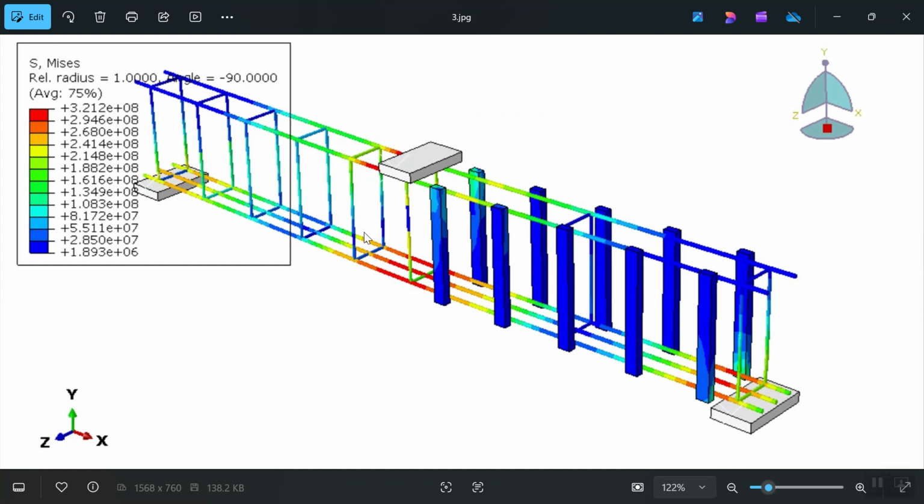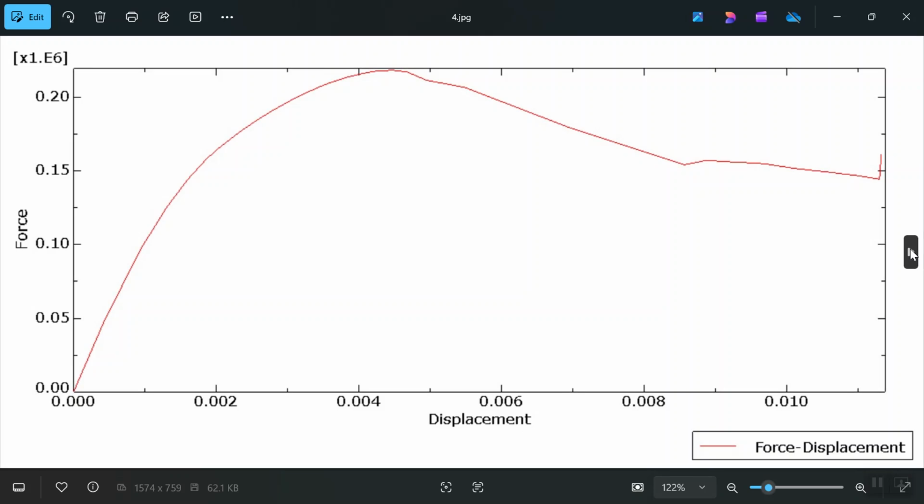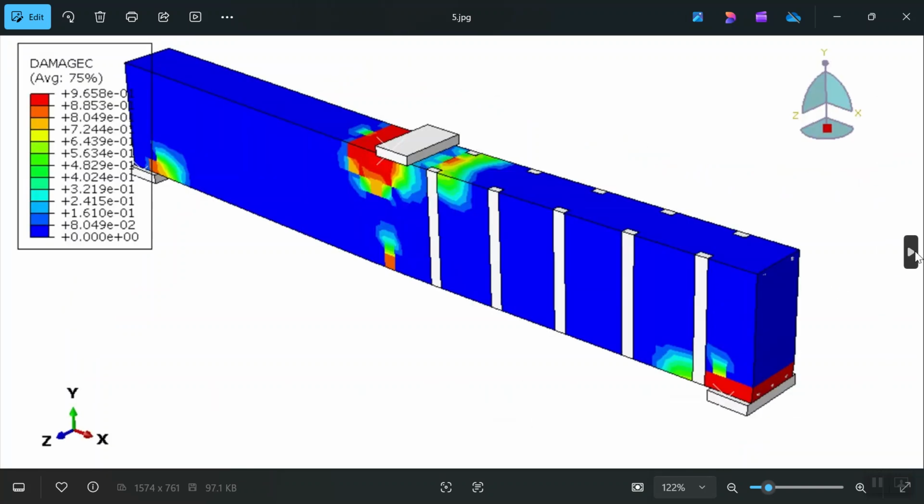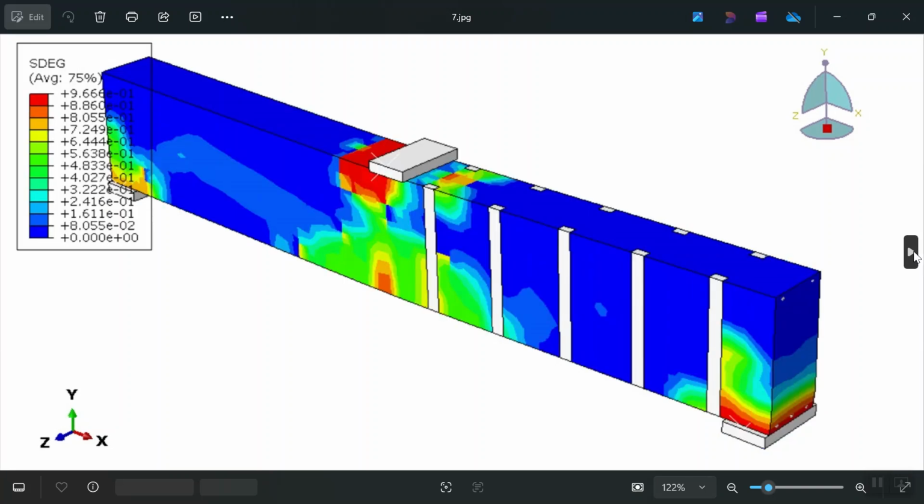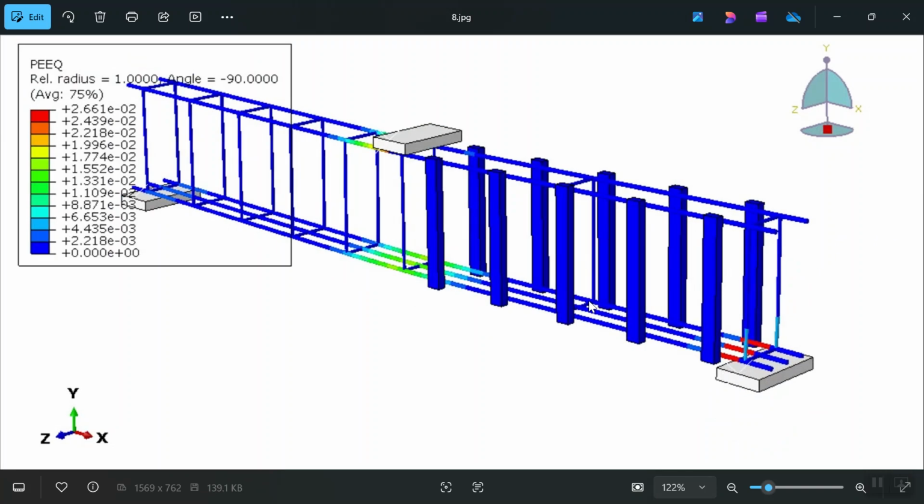Then the stress in the sections, in the reinforcement, and the load or force displacement capacity. The maximum load for this test is about 0.22 meganewton, or 220 kilonewton, for this displacement. And the other result, compressive damage, is not important. Stiffness degradation happened in the left side more, and these are the results.